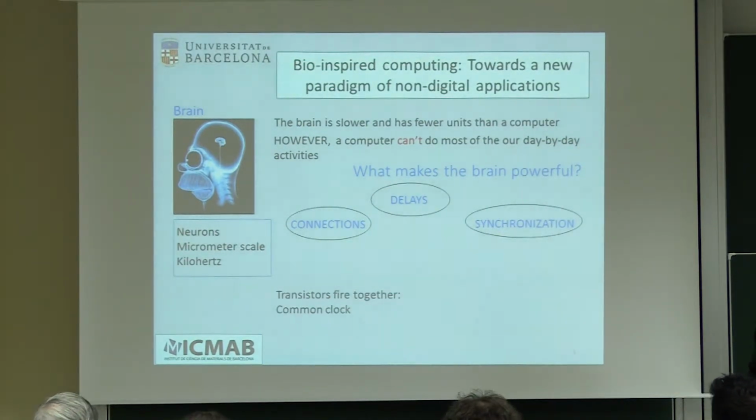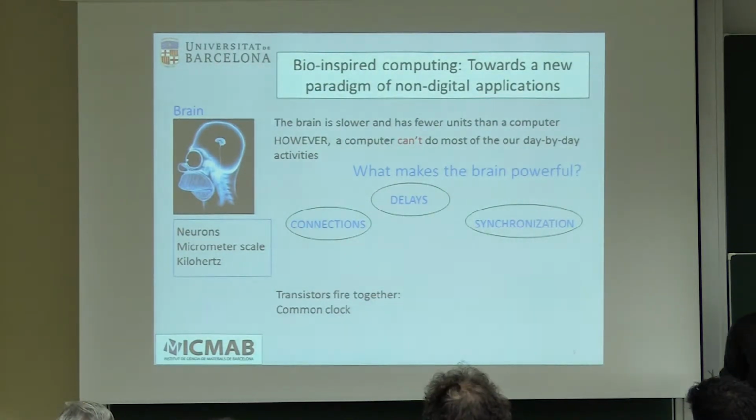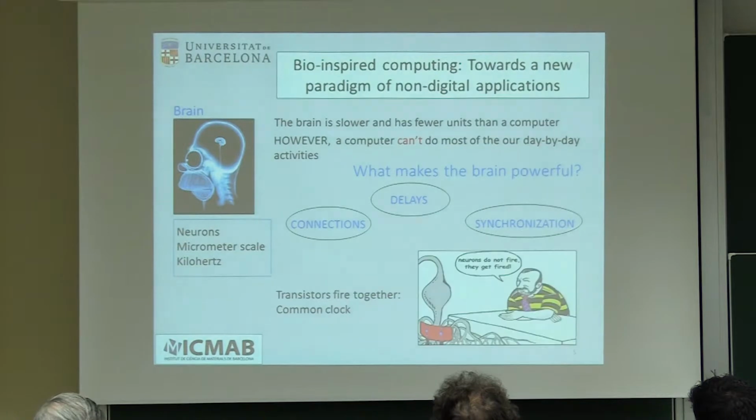So a normal computer has a unique clock, right? Nowadays it's working at gigahertz, so it's quite fast, as I said, compared with the brain. But it's a common clock, so every time that clock ticks, there's a single operation. All the transistors can fire together. However, neurons don't fire together. They can get synchronized, and they can get different clocks indeed.